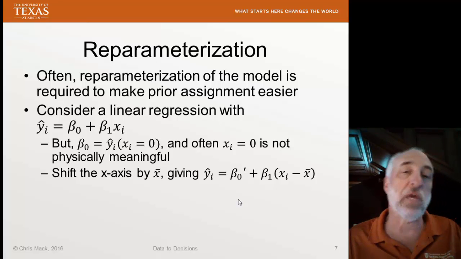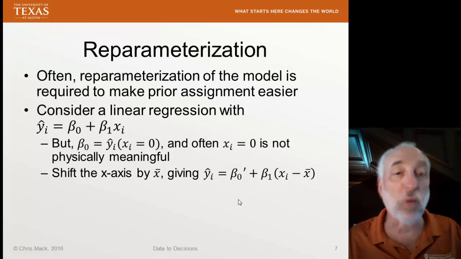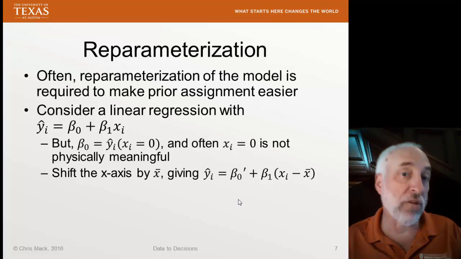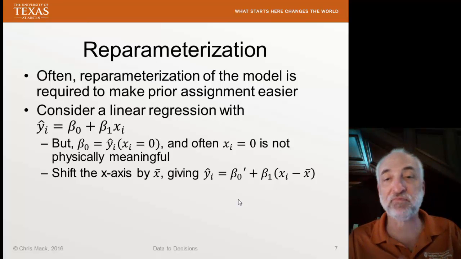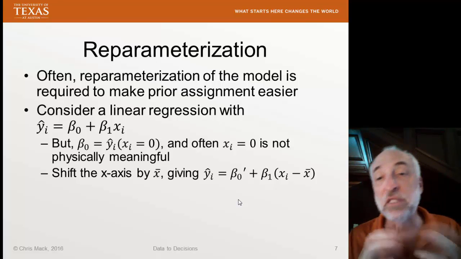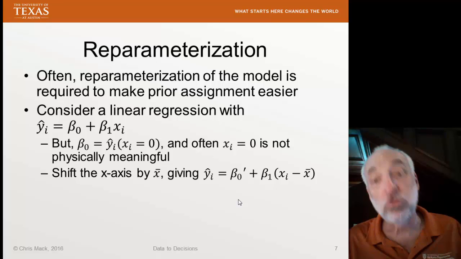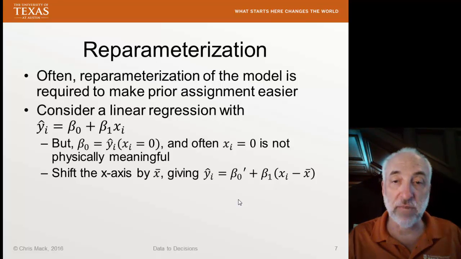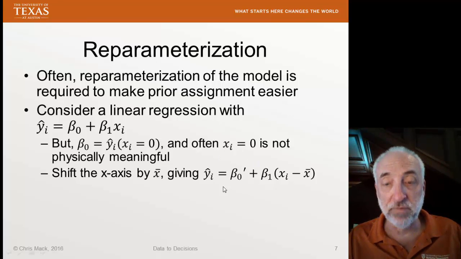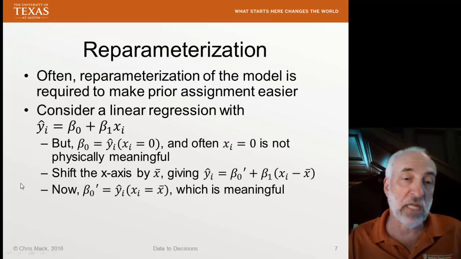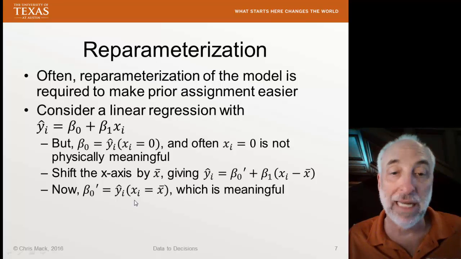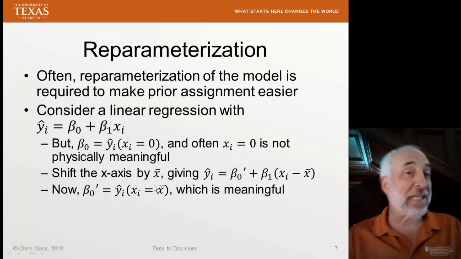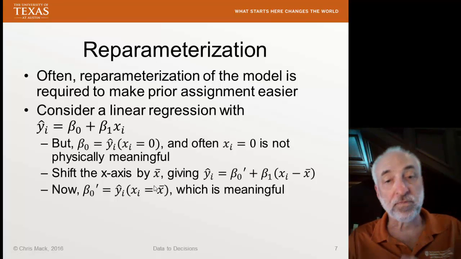Well, the easiest way is to shift the axis by x bar, being the mean of the data, all the x values I'm using in my experiment. This does nothing to the slope, but it changes the value of beta 0, the intercept. So I'll end up with a new intercept. Now, what's the interpretation of the new intercept? It's the value of my model when xi equals x bar, which is a physically meaningful value.